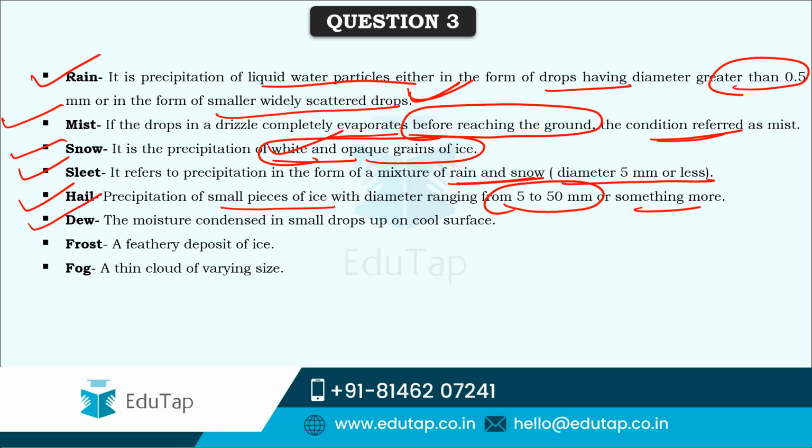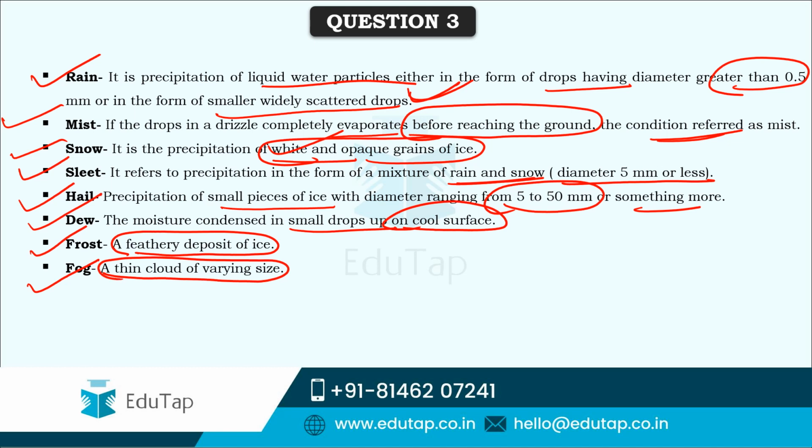Dew. Here the moisture gets condensed into small drops upon cool surfaces, like the morning dew we see on the leaves. And here frost, a feathery deposit of ice. And fog is nothing but a thin cloud of varying size, and this creates hurdles in visibility. And fog, when it combines with pollutants and smoke and everything, results in smog.